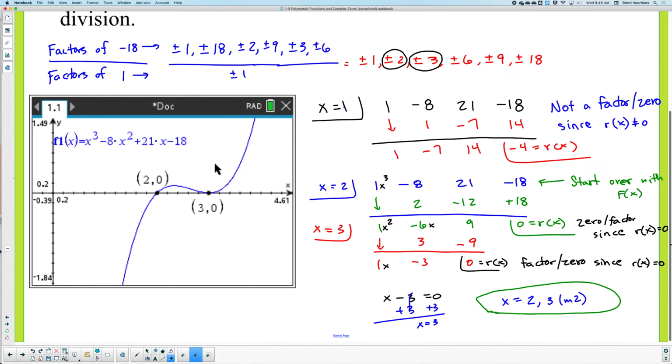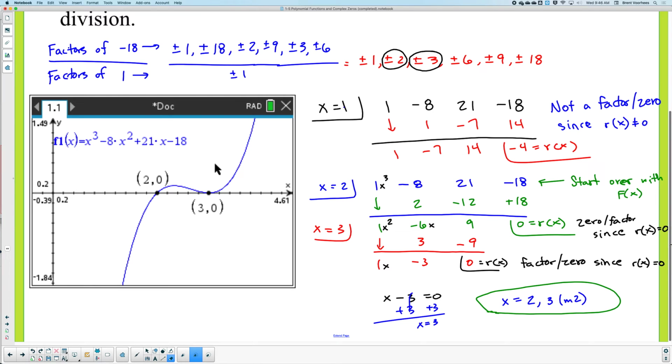The imaginary zero is 2i. If you have one imaginary, you have to have a pair with it. What's the opposite of a 2i, do you think? Negative 2i. If you have a 2i zero, you're going to have a negative 2i.